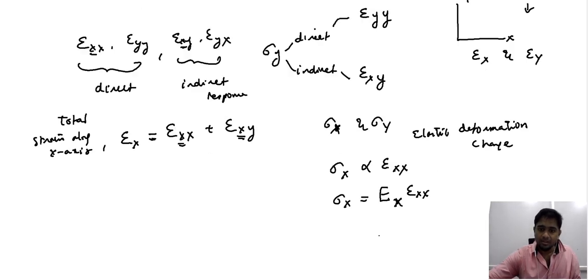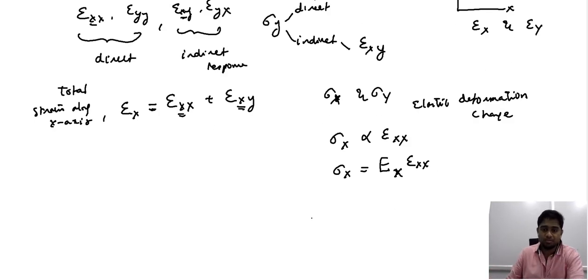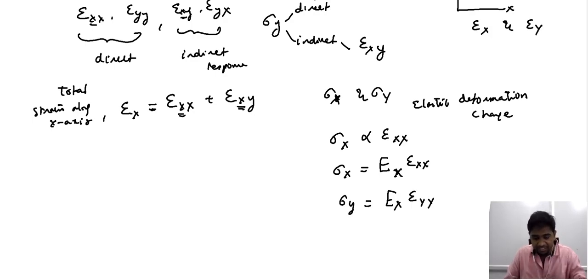Now in the same way, it is also possible for us to arrive at an expression for the direct strain that we observe along the y-axis. So we have a stress along the y-axis, there is a response along the same axis that is given by epsilon yy, and the constant of proportionality is Young's modulus along the y-axis.